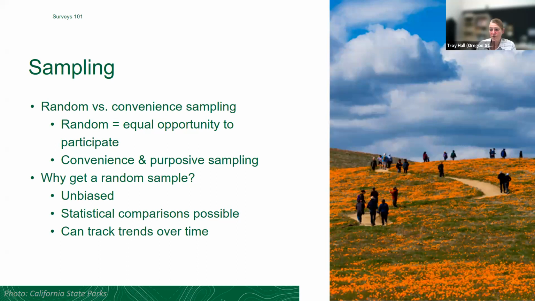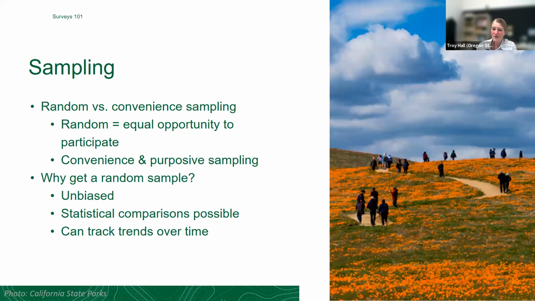It also allows you to track trends over time much more reliably, because if you collect random samples in multiple years, you know the data are comparable. If you have convenience samples in different years, you don't know if any differences that appear from year to year are actual differences in the population, or whether they're differences just based on who you happen to encounter.